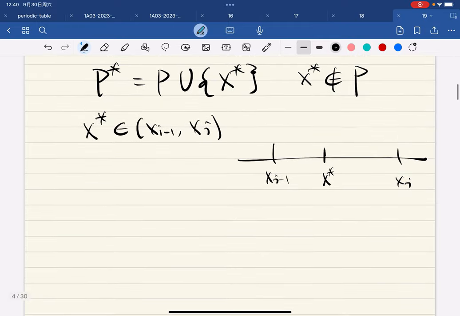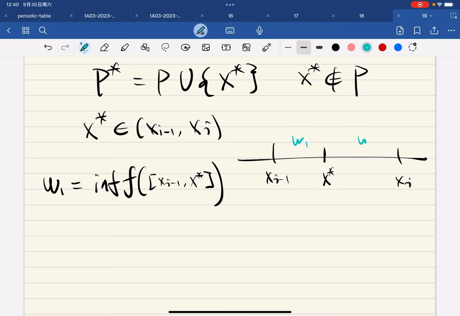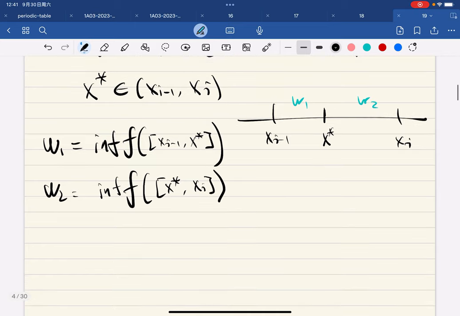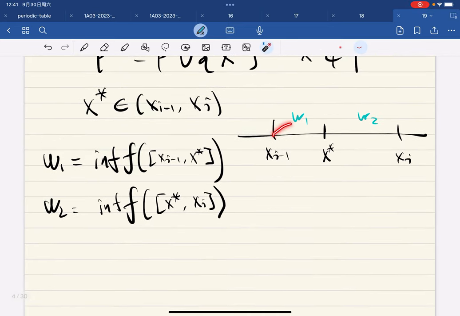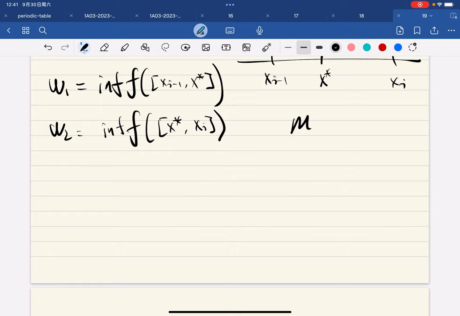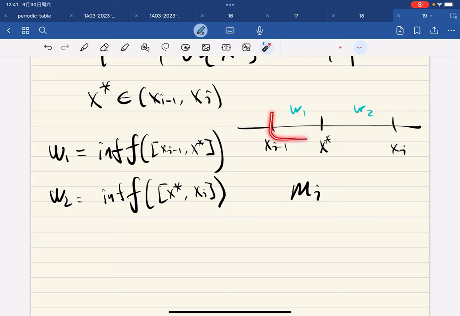And we take w1 equals the infimum of f taken over this interval. So this is w1 and also this is w2 likewise, right? It's the infimum over the other side of x star. Right, so this is w1, this is w2. It's taking the infimum of the output in between this little interval and again between this little interval. While, consider m i, little m i, it's the lower bound of the entire interval.